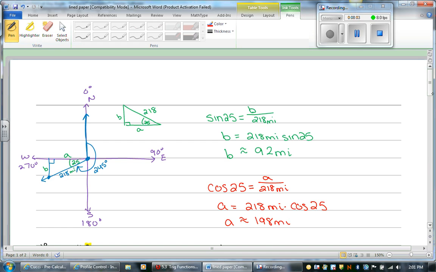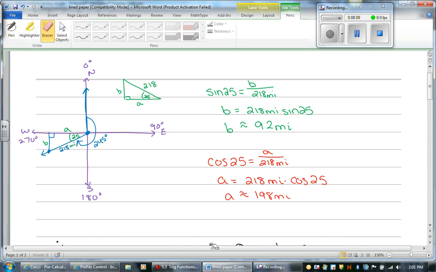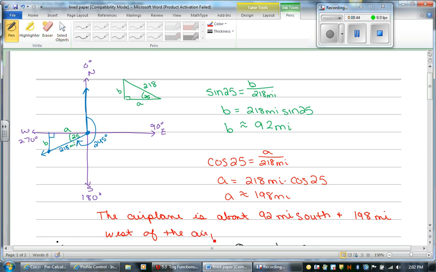What that tells us is the airplane is about 92 miles south, and 198 miles west of the airport. And I want to see these conclusive sentences at the end, please.